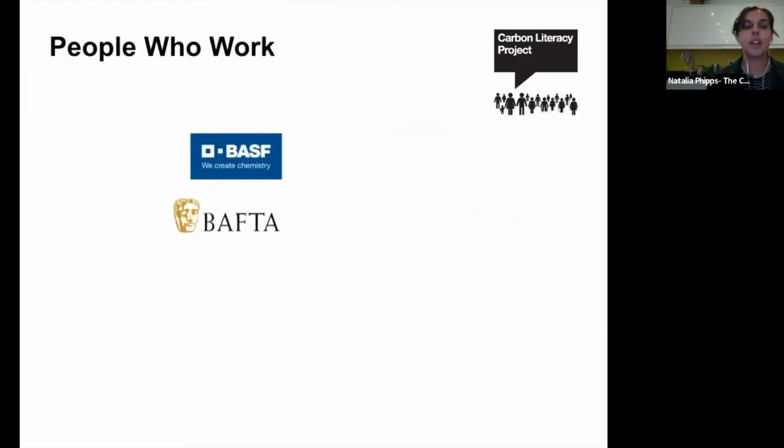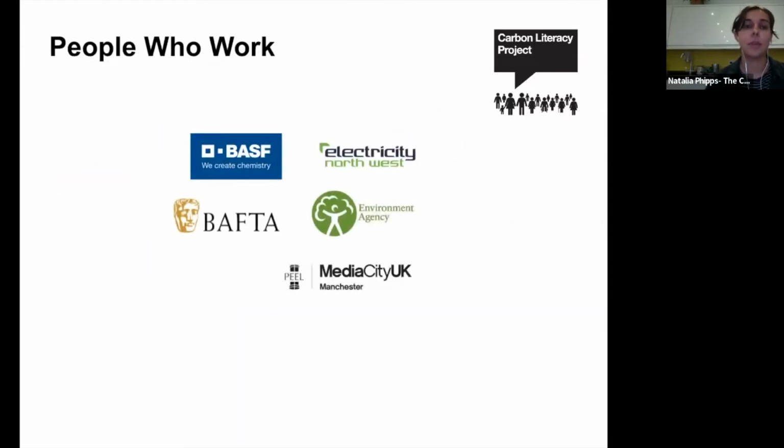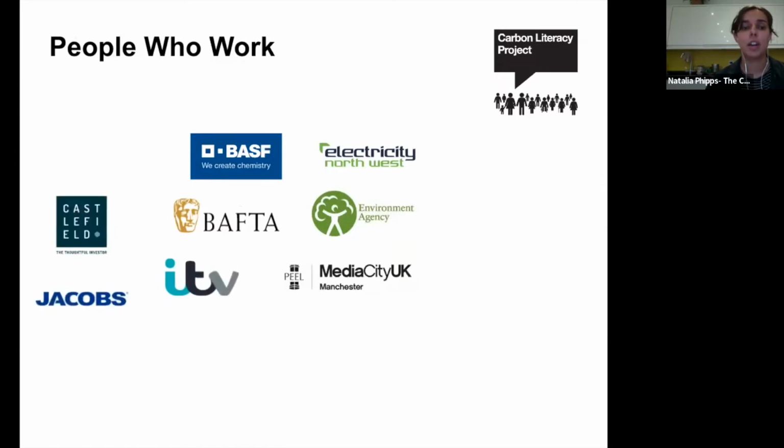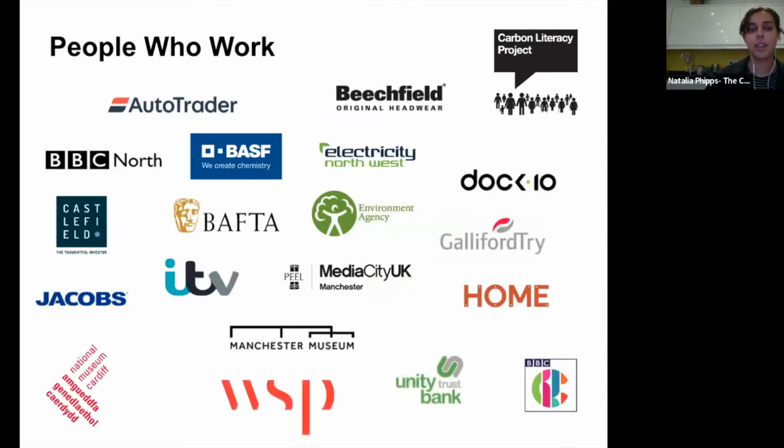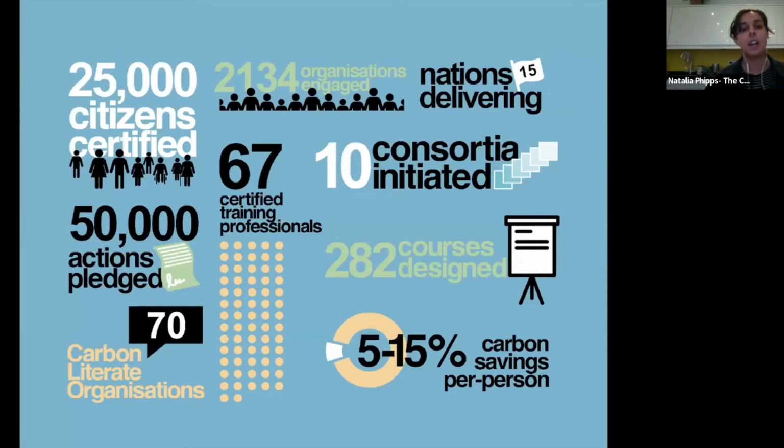And lastly, just to evidence a few organisations of people who work, there are some logos here that you might recognise, but it's really spreading, which leads me on to my next slide, a snapshot of where we're at as a project at the moment. We've just certified over 25,000 people, which means that 50,000 actions have been pledged. We've engaged with over 2,134 organisations and over 282 courses have been designed.